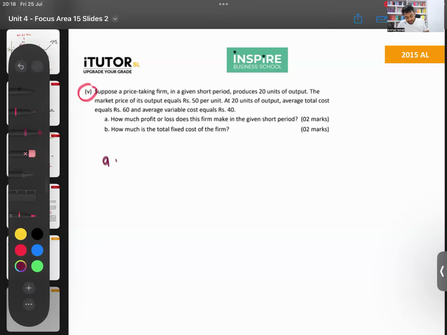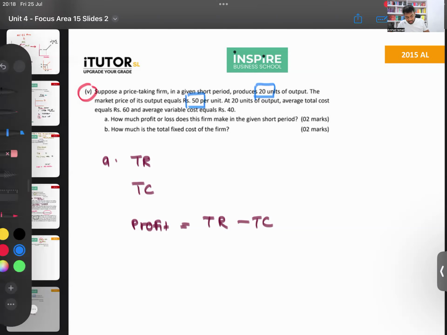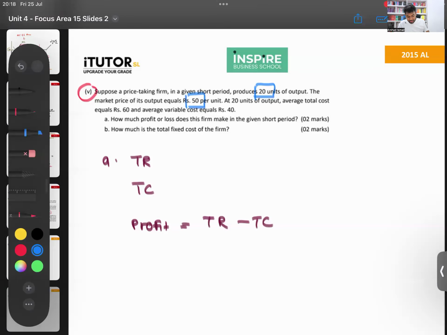So how do you find the profit or loss? Calculate the total revenue, calculate the total cost, then profit. Profit is total revenue minus total cost. Okay, how much is the total revenue of this firm? They are producing 20 units. Price is equal to 50. So then total revenue is how much? 20 units into 50 rupees per unit. Total revenue is 1,000.